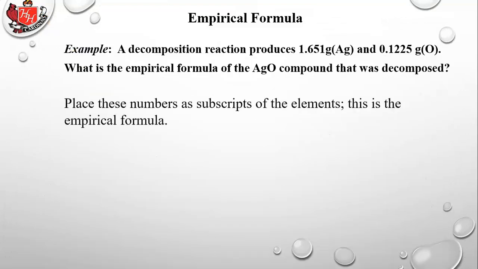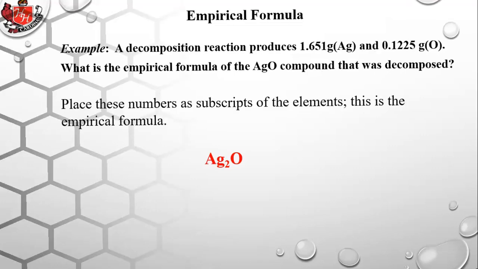So place these numbers as subscripts of the elements. This is the empirical formula. So it's Ag2O. So you have 2 silver atoms for every 1 oxygen atom. So stop, pause, go back and watch that a second time so you understand this process. Okay, let's see another example, and it'll become a little clearer after you see a second example.